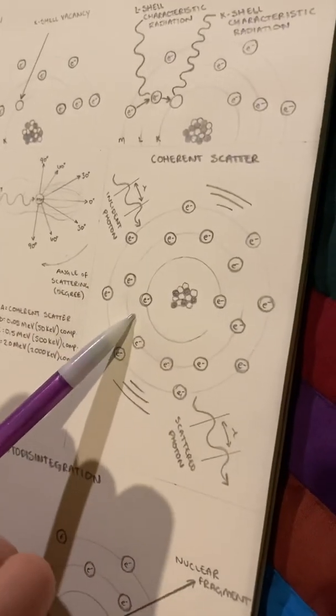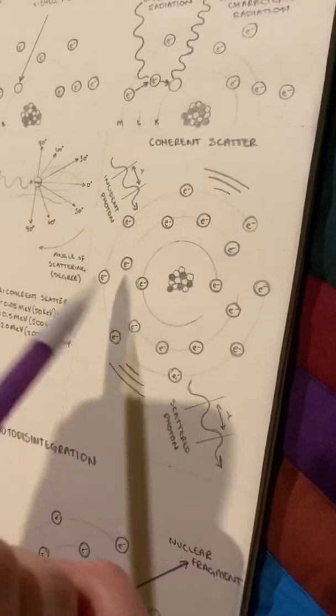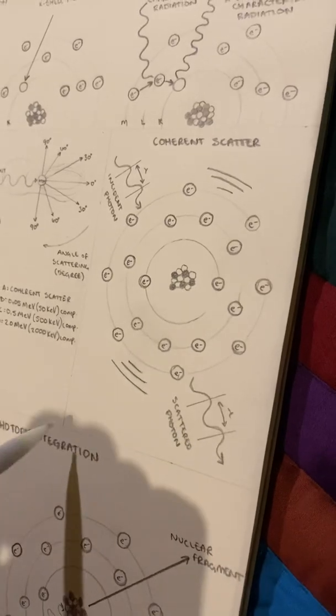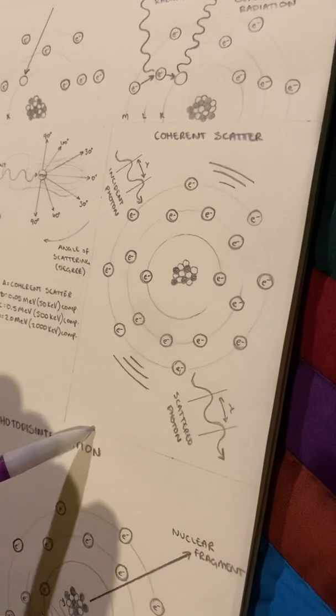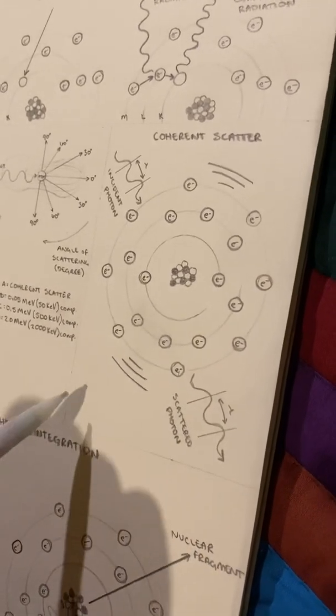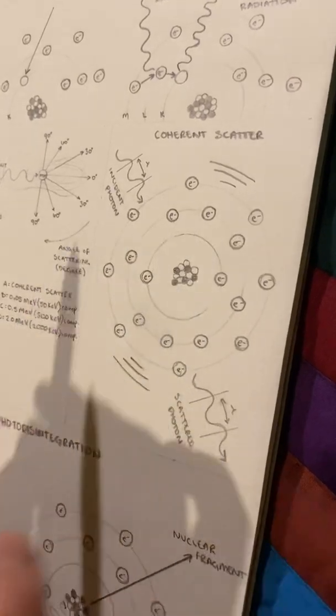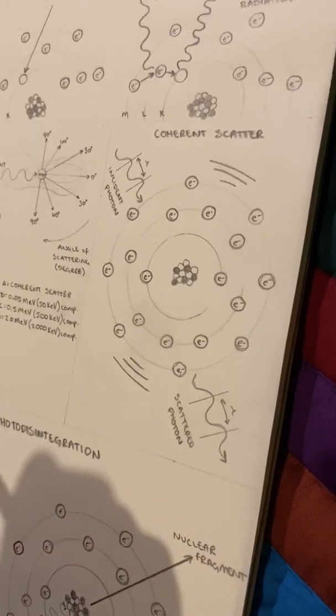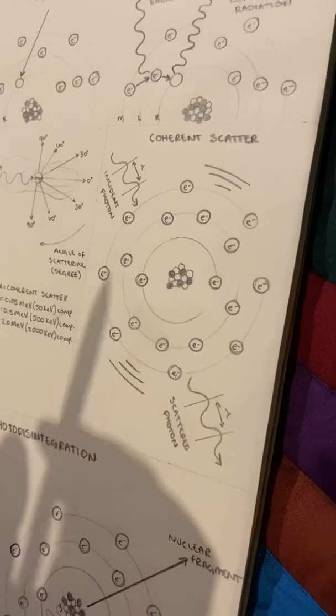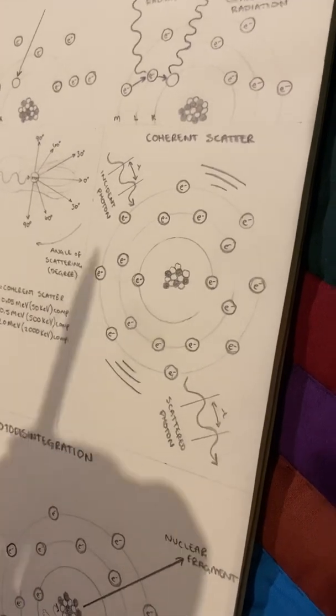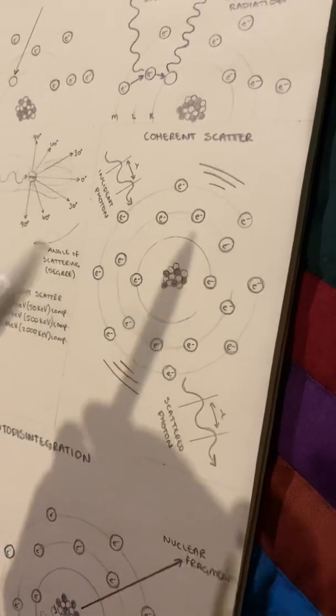Coherent scatter is not of diagnostic significance. That's when the incoming incident electron interacts with the whole atom and basically just kind of vibrates it. No ionization takes place.